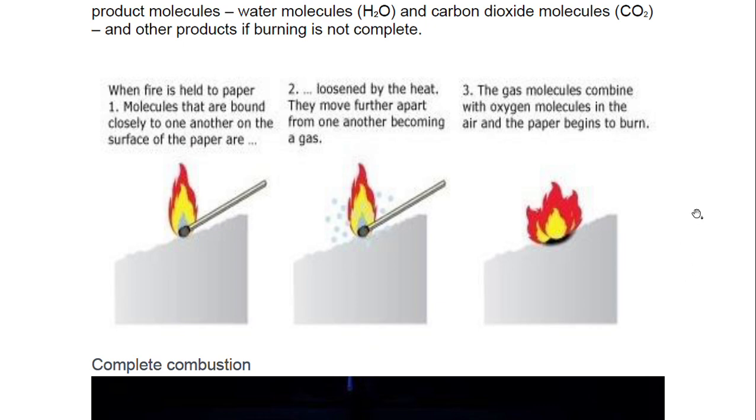So molecules are very closely packed in a solid. What happens is it becomes loose, much looser, so then it forms what is known as a vapor. The gas molecules combine with oxygen molecules in the air and the paper begins to burn. Okay, so this is the process of burning, how a fire occurs.